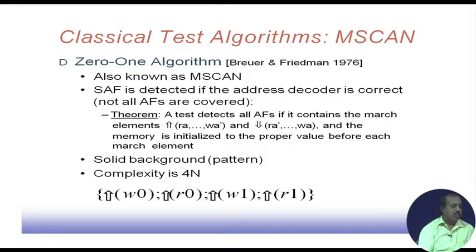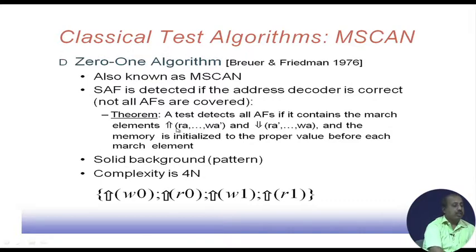So, there is a theorem that says that a test will detect the address faults if it contains the march elements in this way: in the increasing order, read A and write A dash. So, A and A dash are complementary to each other. If A is 0, then A dash will be 1, and vice versa, if A is 1, A dash will be 0.